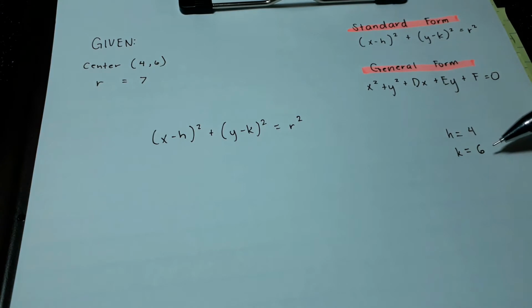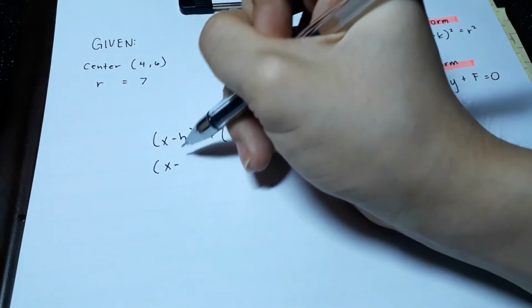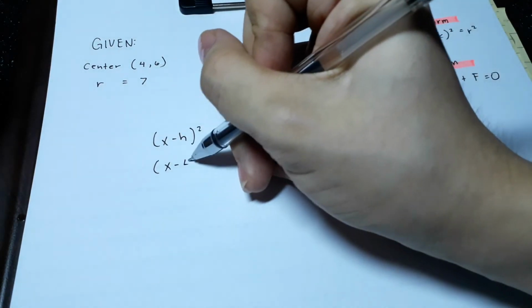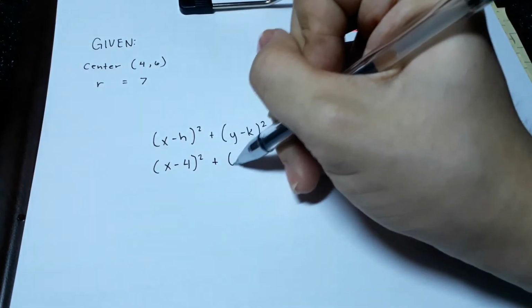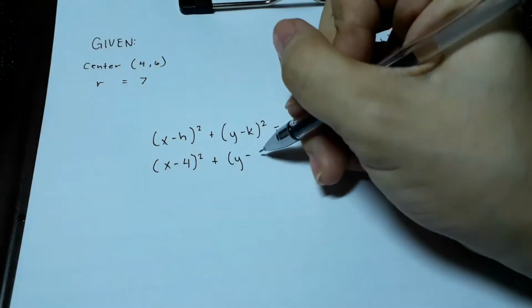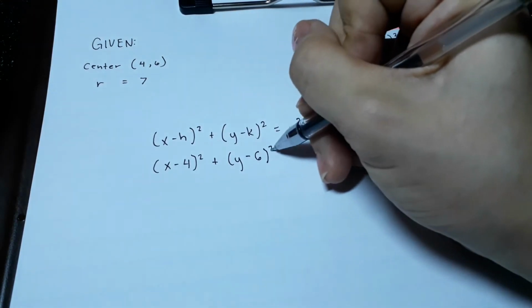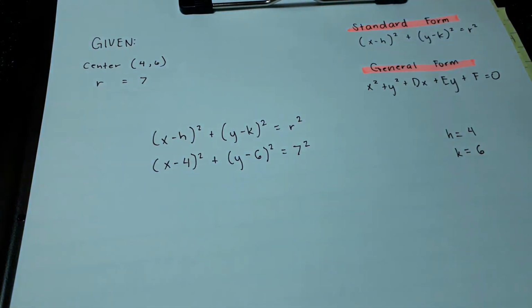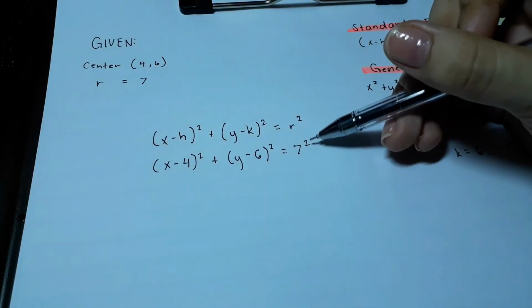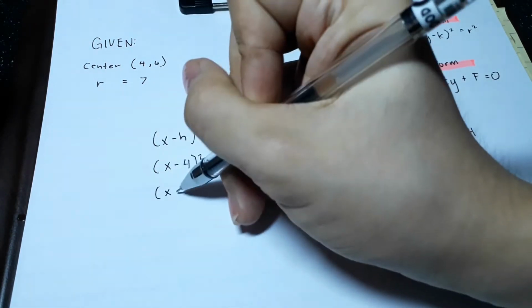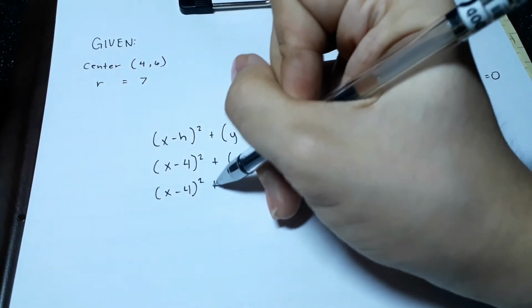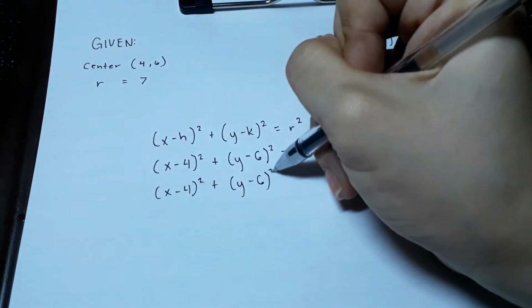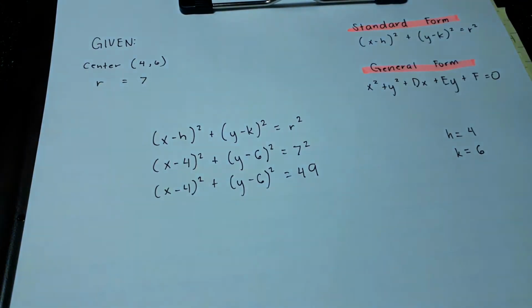Now let us substitute their corresponding values. x minus h is x minus 4, squared, plus y minus k, so y minus 6, squared, equals 7 squared. Now, 7 squared is equal to 49. So let us write it. Now we are done with our standard form.